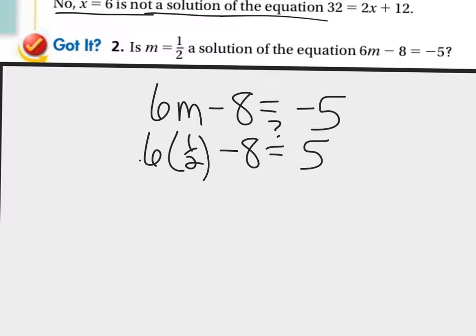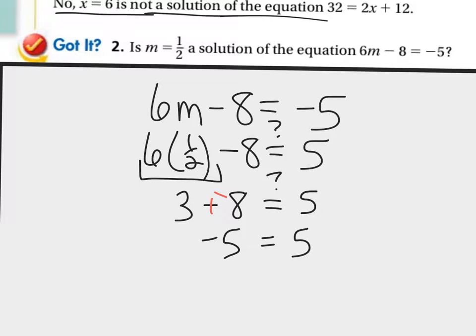So with our order of operations, we'll go ahead and take half of 6 here, which is 3. 3 minus 8, if you want to add the opposite on that, you can. That's going to be -5. So the question is, is -5 equal to 5? And I'm just noticing, thanks to the help of some students here, that I forgot to carry my negative sign down. So the question actually is, is -5 equal to -5, and the answer would be yes. So is it a solution? We can just say yes.